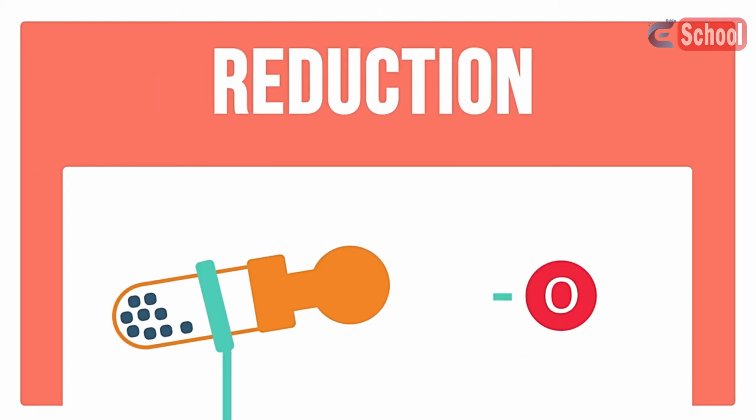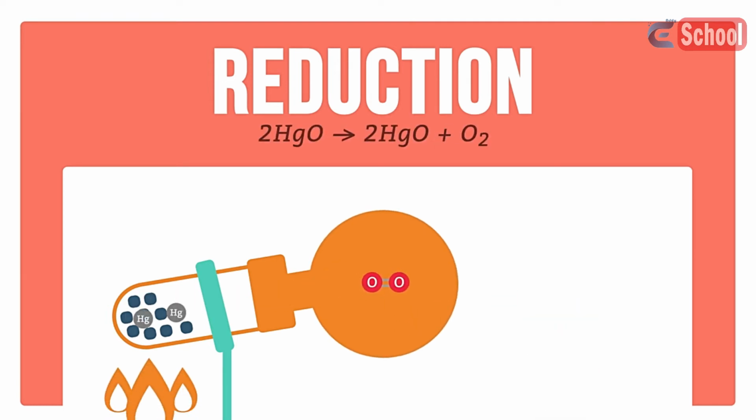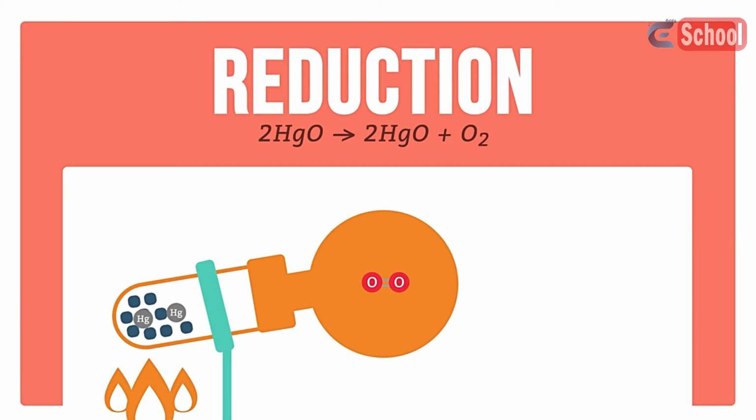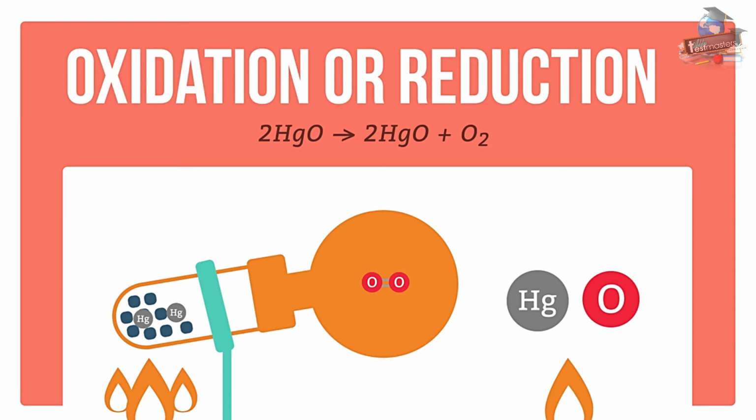Remember, reduction is oxygen loss. Some oxides, when heated, release oxygen and are reduced. Back in the 17th century, people believed that heating a substance would always yield its pure elements. And sure, pure oxygen was indeed first produced by reducing mercury oxide. But what wasn't known at the time was that heating could cause either reduction or oxidation.